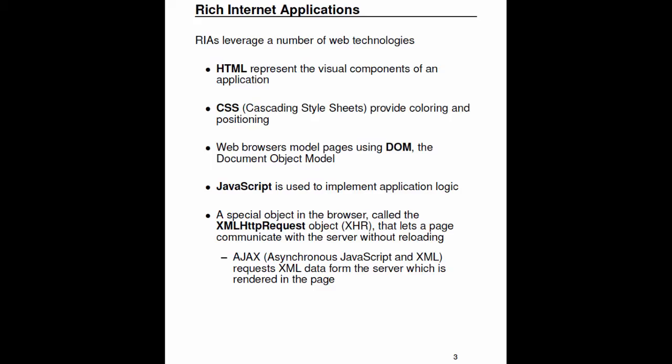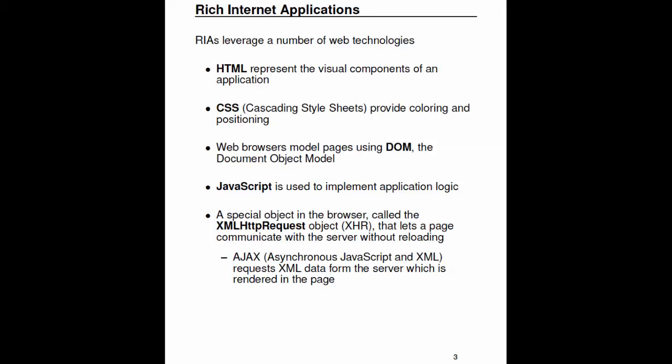Rich internet applications leverage a number of technologies related to the web. There's HTML, which is the markup language for representing the visual components of an application. There's CSS, cascading style sheets, that provide the coloring and positioning, basically the look and feel of your application. Web browsers model pages using DOM, the document object model, and JavaScript is the language that's used on the browser side to implement application logic.